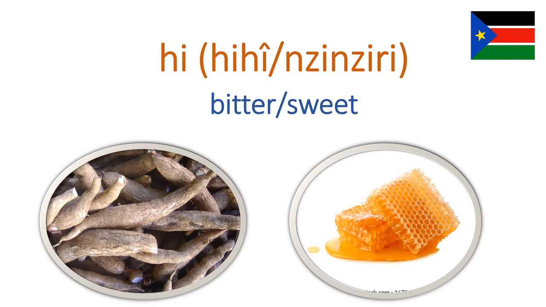He, when something is bitter, we say hihi tana. That is a bitter cassava. And when something is sweet, we say njinjili. Njinjili anyege. Anyege ni njinjilira. The honey is sweet. Or sweet honey. Njinjili anyege.